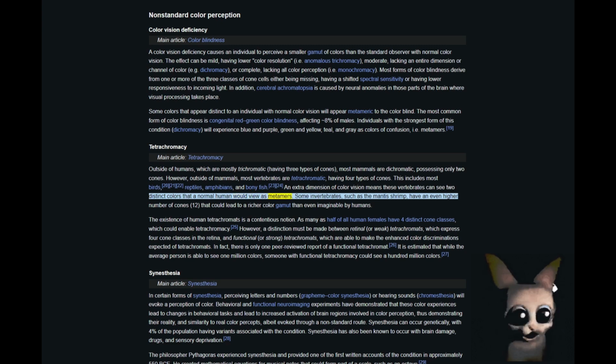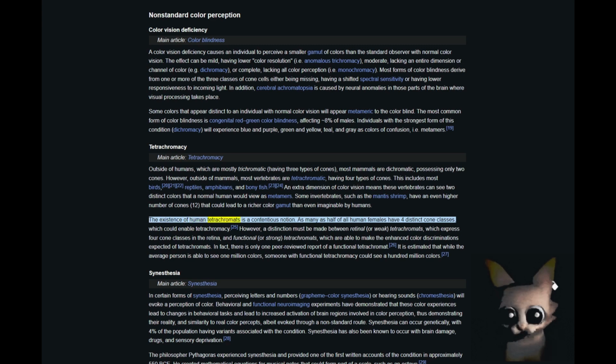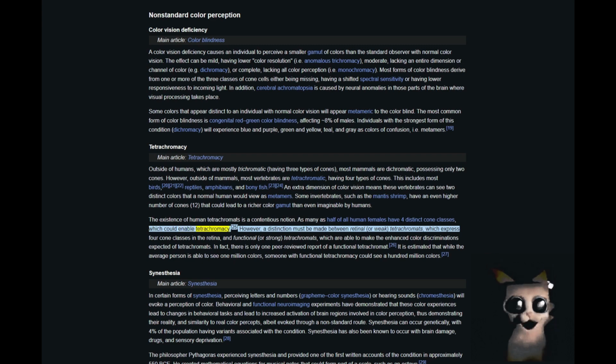as metamers. Some invertebrates, such as the mantis shrimp, have an even higher number of cones, 12, that could lead to a richer color gamut than even imaginable by humans. The existence of human tetrachromats is a contentious notion. As many as half of all human females have four distinct cone classes, which could enable tetrachromacy.